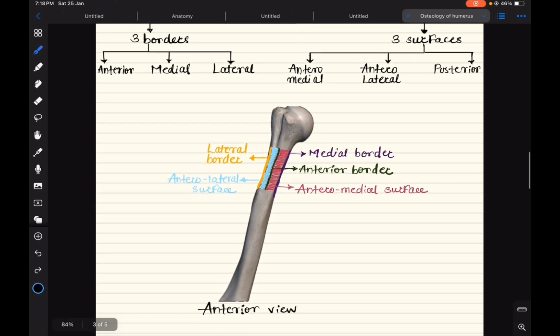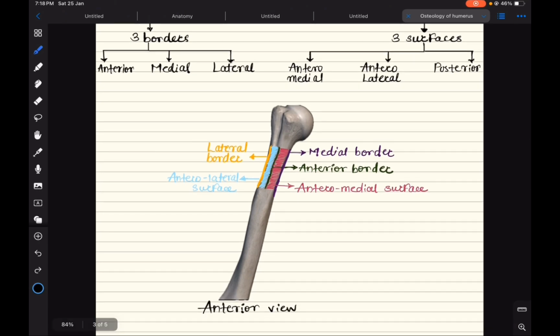There are three borders and three surfaces of the shaft. The first border, the anterior border, its upper part forms the lateral lip of the bicipital groove. Secondly, the medial border extends from the lesser tuberosity above to the medial epicondyle below. Then comes the lateral border. The lateral border extends from the back of the greater tuberosity above to the lateral epicondyle below.